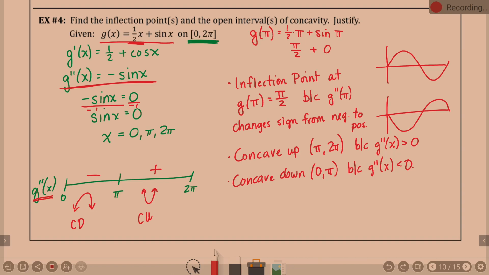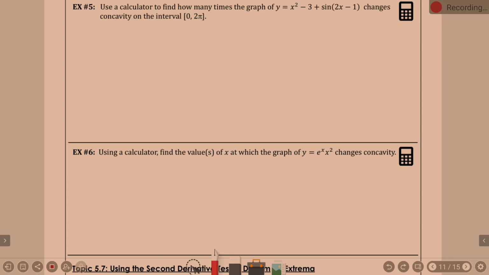Okay. Number 5, grab your calculators. You will need your calculator. Grab mine too. Notice it says it's calculator active. And then notice what it says.